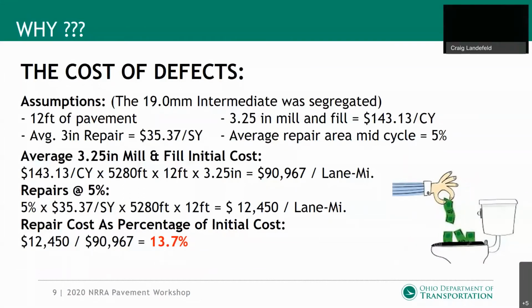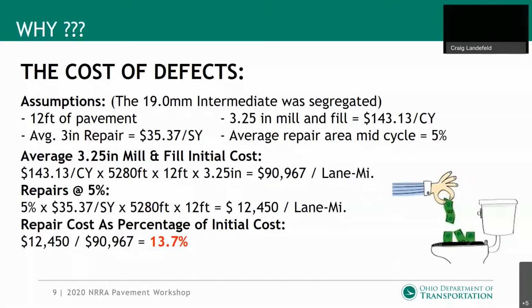Some of these things are changing a little bit as we've implemented more and more pavement management strategies, where we're hitting things with some different treatments mid-cycle, but on average we're around 5% of our repairs. So if we look at the initial cost of this 3¼ mill and fill that we put together, we came out with right around $91,000 per lane mile for the asphalt in place, not including some of the ancillary items that would have been with this project.